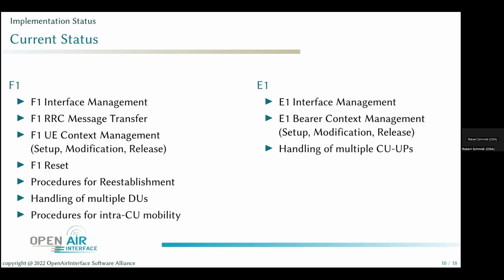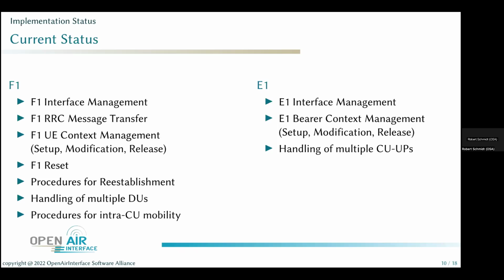Then there are some procedures on top for re-establishment. The CUCP can handle multiple DUs, which comes in handy to actually do mobility. And of course, via E1, the CUCP can also handle multiple CUUPs to, for example, do some load balancing for traffic of multiple DUs, or do specialized handling for different slicing and all these kinds of things. So that's the current status.